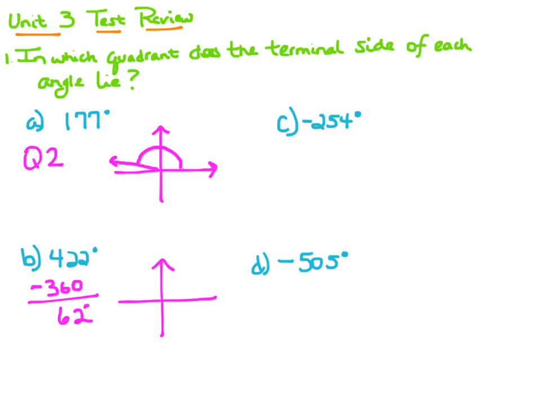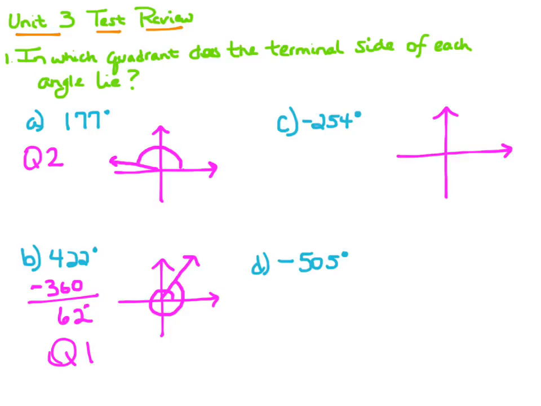And so that means that our angle here, we're going to start at the positive x-axis, move in the counterclockwise direction. We're going to make a full rotation and then go another 62 degrees, which would put us ending in quadrant 1.